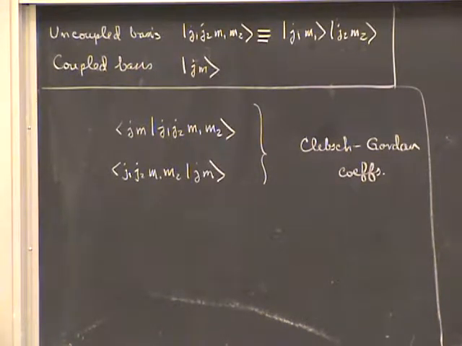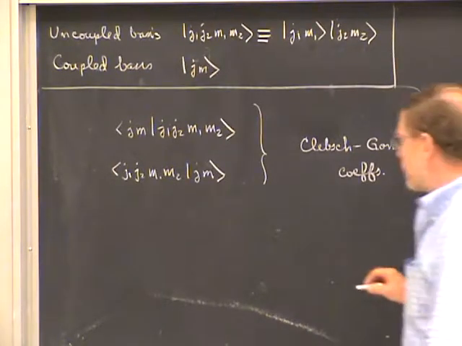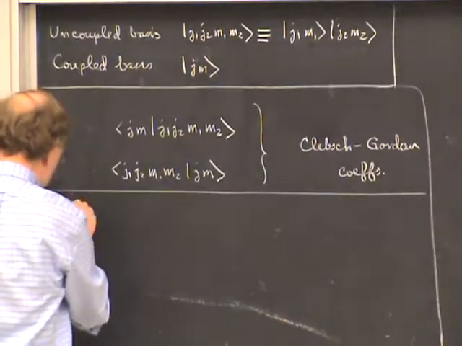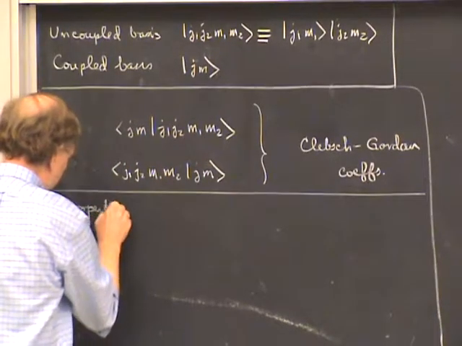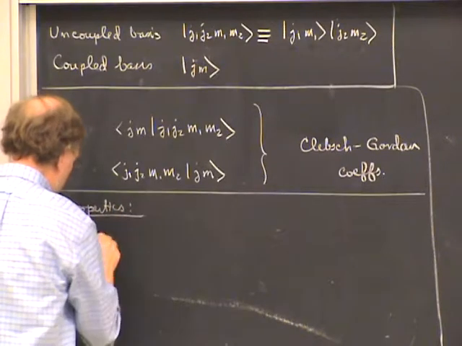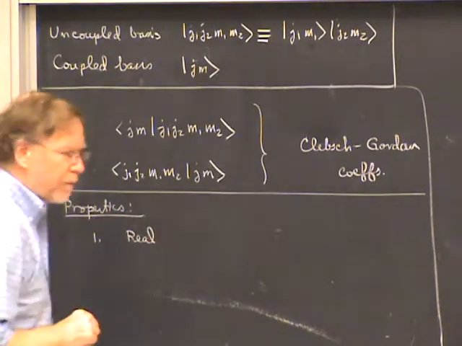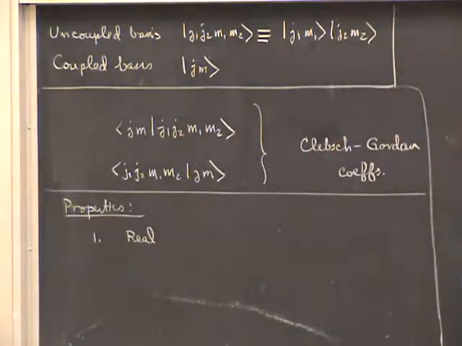But I'm not going to lecture on that. I will, however, say some things about the properties of the Clebsch-Gordan coefficients. So here's what they are. The first one is that they're real. The fact that they're real is not automatic. It follows from phase conventions that are used in defining the Clebsch-Gordan coefficients.